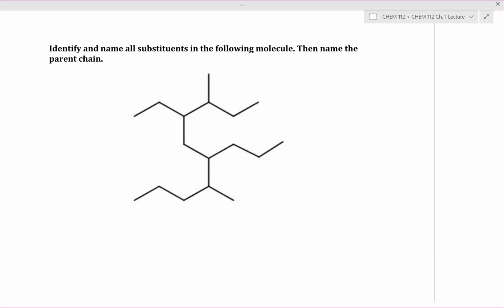There may be a longer chain. Try counting from this carbon to here. Yes. And the reason why you don't count in the opposite direction is because it will give you a larger set of numbers. Does that make sense?